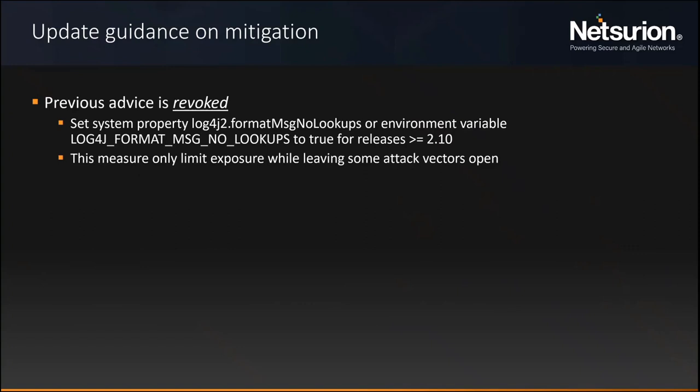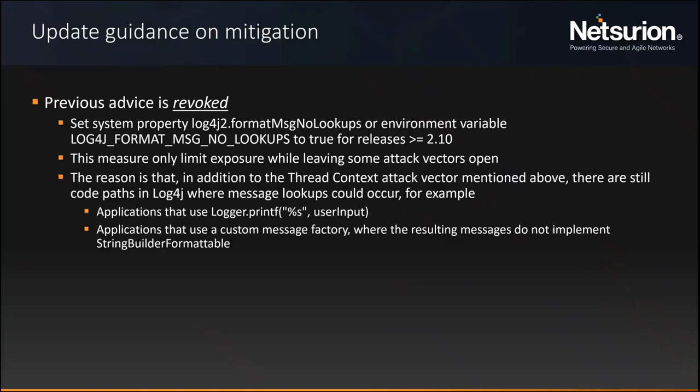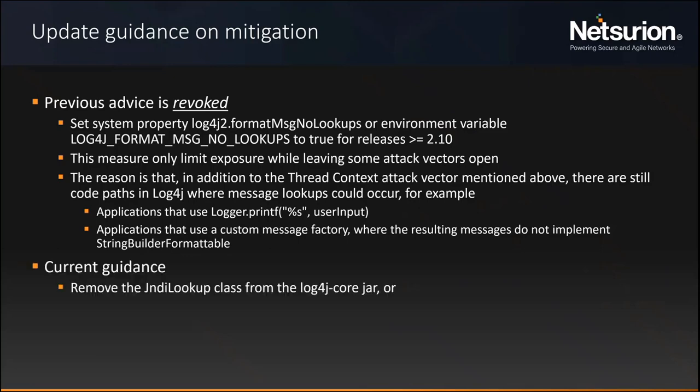So previously, the advice was to simply set log4j format message no lookups to true if it's greater than 2.10, and this will help you, if you can't, in fact, upgrade Log4j, which is not so easy. But it turns out that that's really not enough. 2.16 was provided, which kind of took care of this by removing JNDI log lookups. But now you should try for 2.17.